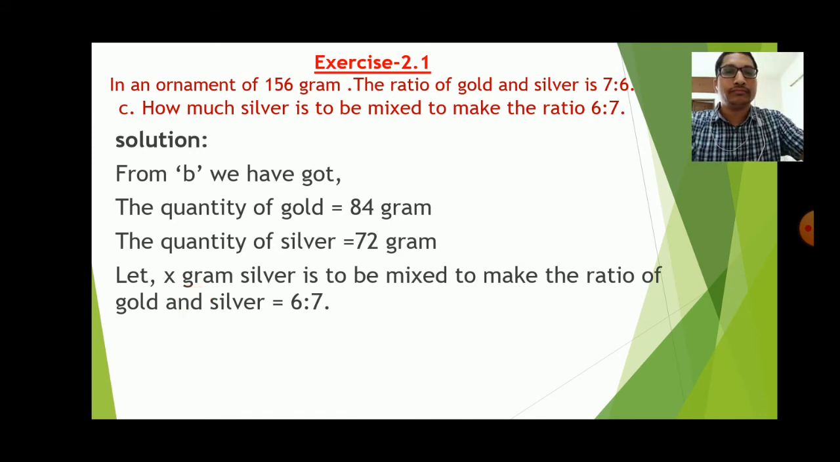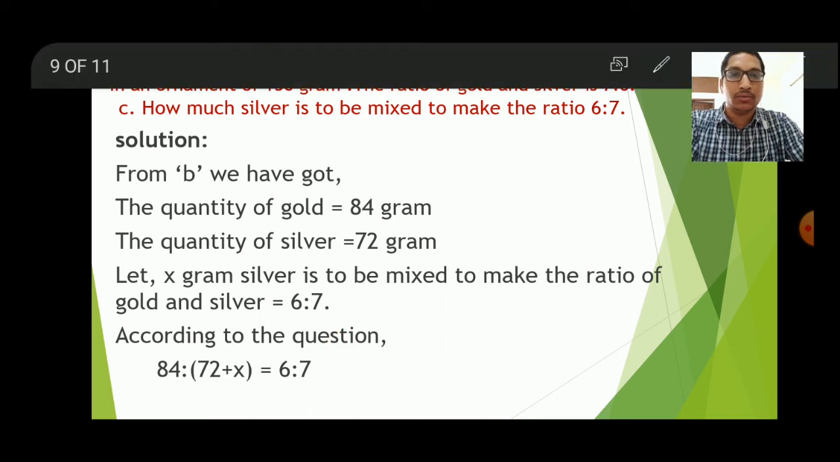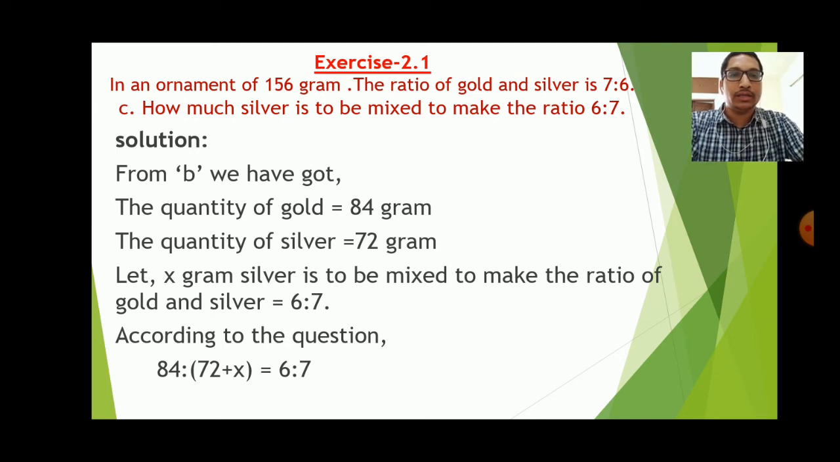Now we will find out the value of this unknown quantity. How will we find it out? At first we will make an equation. After that, by solving this equation, we will find the value of x. So look at here. According to the question, our gold's quantity is 84 gram, and silver is 72 gram, and we want to mix x gram. So silver will be 72 plus x. Here the gold quantity to silver quantity is equal to the gold's quantity and silver's quantity. In this way we can make the equation.